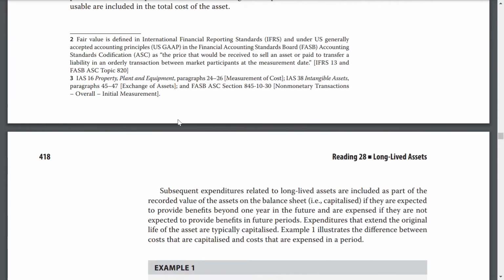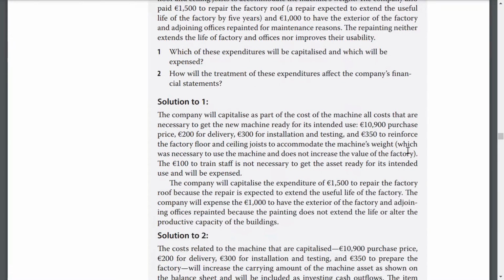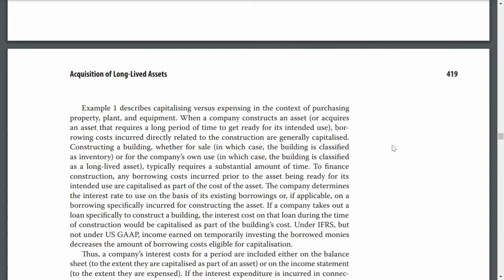Subsequent expenditures related to long-lived assets are included as part of the recorded value of the asset on the balance sheet if they are expected to provide benefit beyond 1 year in the future. Otherwise, they are expensed. Expenditures that extend the original life of the asset are typically capitalized. Example 1 illustrates the difference between costs that are capitalized and costs that are expensed in a period. Example 1 describes capitalizing versus expensing in the context of purchased property, plant, and equipment.